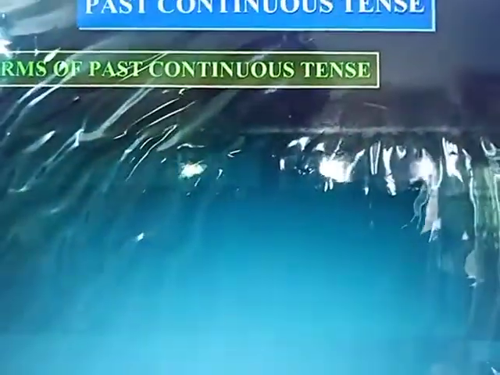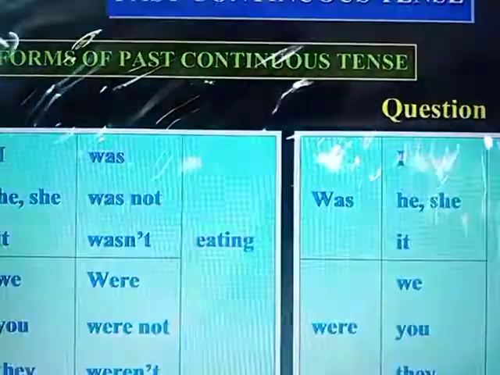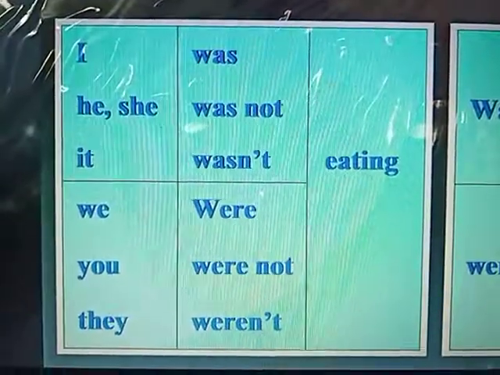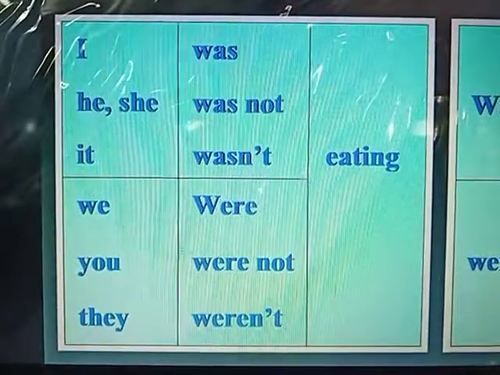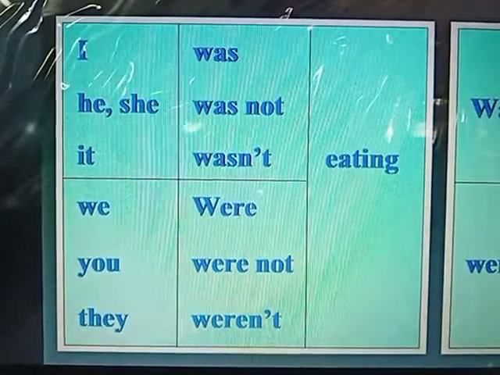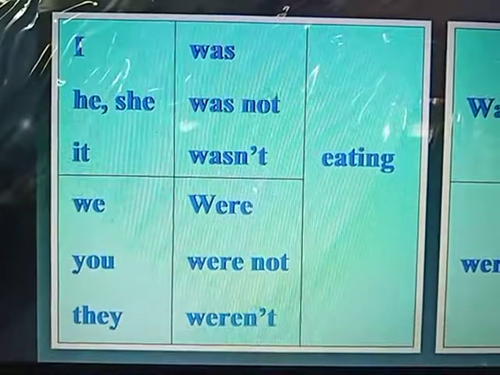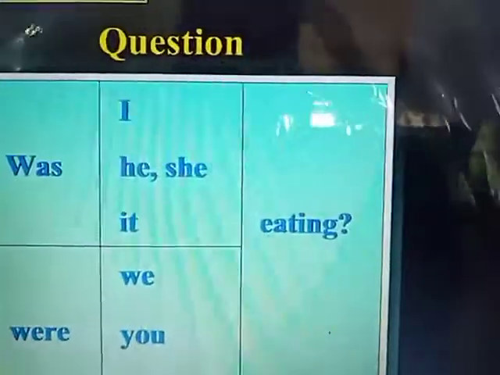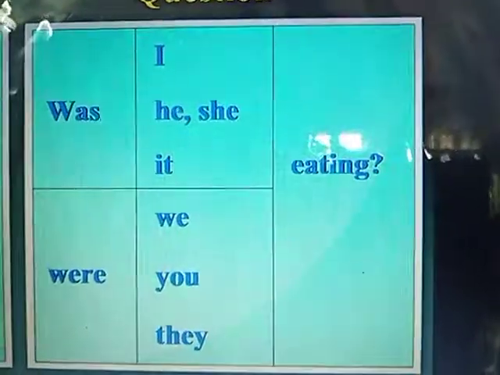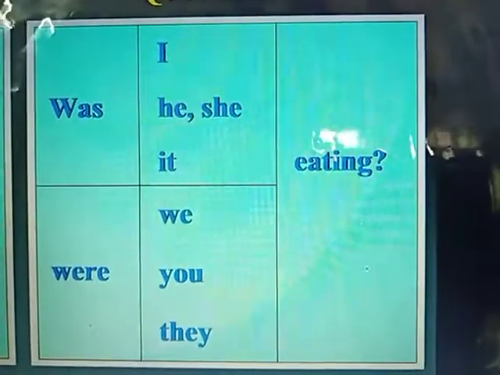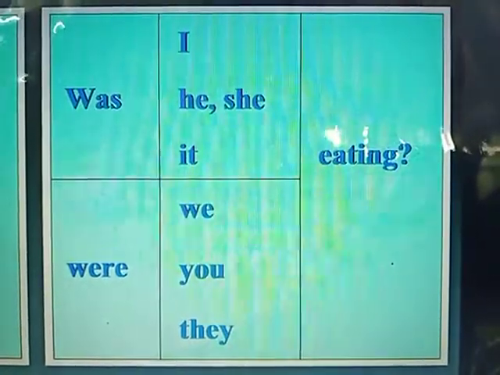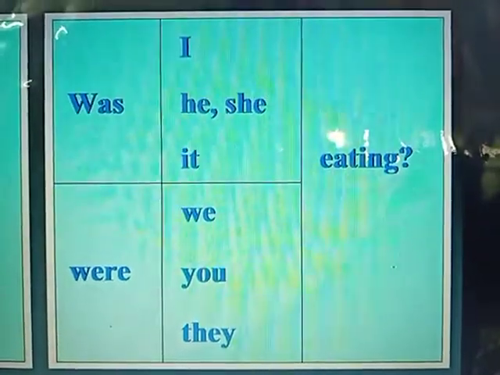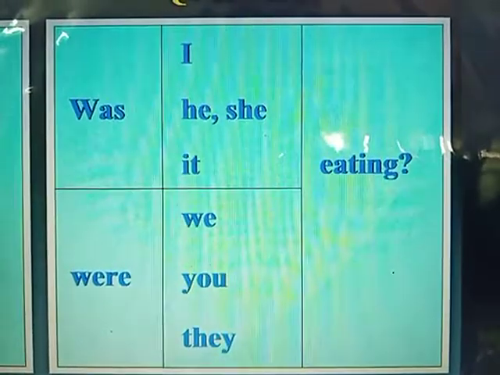Forms of past continuous tense. I was eating. He, she was not eating. It wasn't eating. We were eating. You were not eating. They weren't eating. Question: Was I, he, she, it eating? Were we, you, they eating?